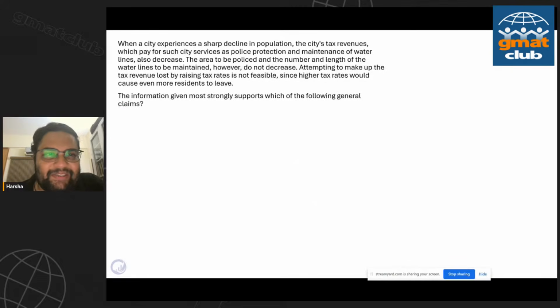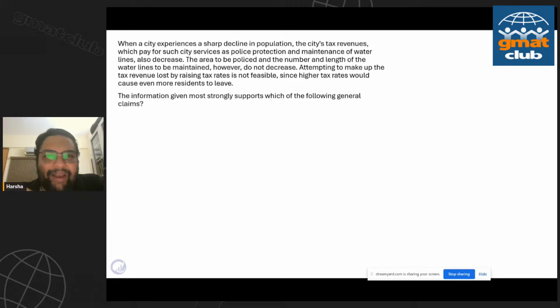What are the parameters? What do we know? Let's focus on what's given first. This is a tough question, so I think I'll break it down a little bit more. When a city experiences a sharp decline in population, okay? So, by the way, don't just read English, try to engage your right brain, try to understand what the author is really trying to tell you, right?